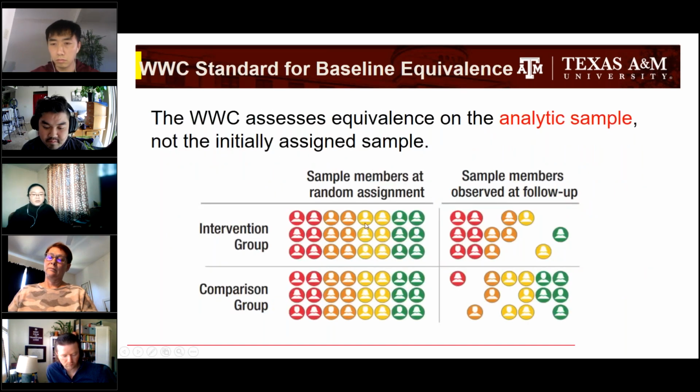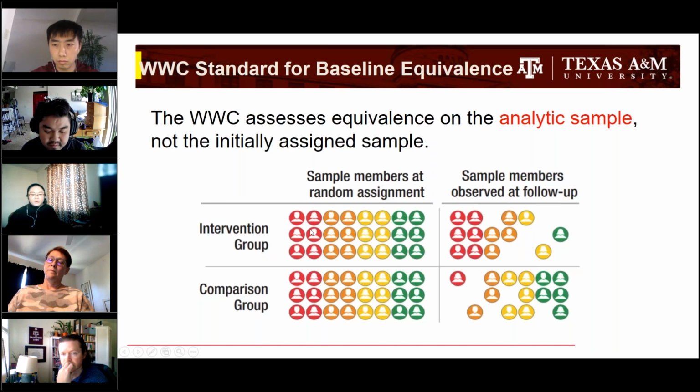So let me show you this. This is at the beginning after the randomization was conducted. So you have similar characteristics. However, here you'll see that we have more oranges and reds here, and more yellows and greens here in the comparison group. So the baseline equivalence was not established.